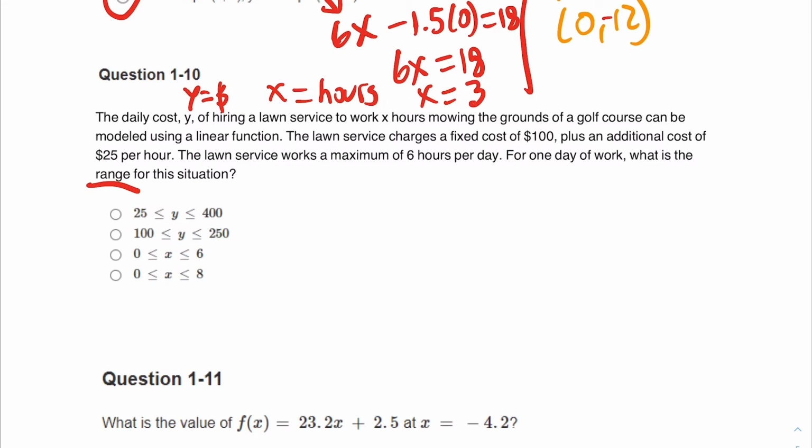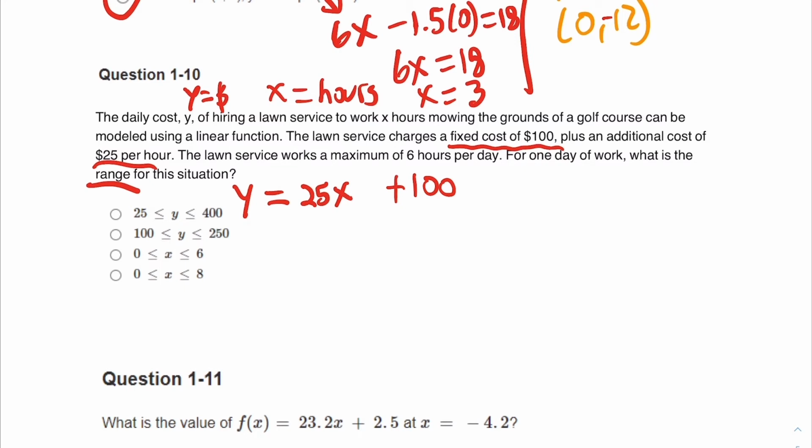So now let's look at the numbers. We have a fixed cost of $100. So the $100 is something that's only happening one time. So we're just going to put plus 100 with no letters on it. But they're also charging $25 per hour. And we know that the hours are x's. So let's put an x on that. And if we add together these two numbers, that should get us our y.